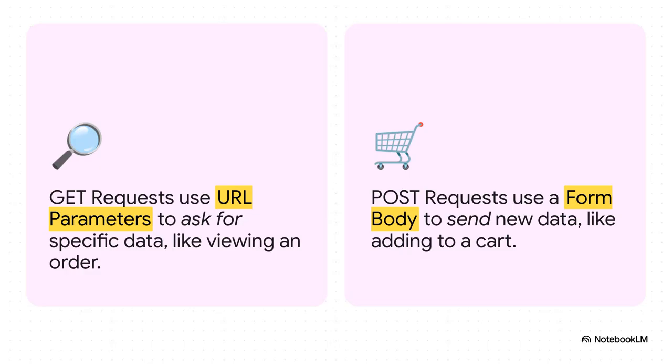Okay, so there are basically two types of conversations happening. First, you've got GET requests. Think of this as just window shopping. You're just asking for information, just looking around. Then you have POST requests. This is when you're actually doing something, like adding an item to your cart. You're sending information to change things. So let's dive into that first path, the window shopping part.